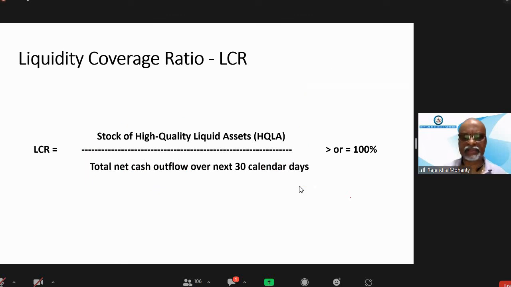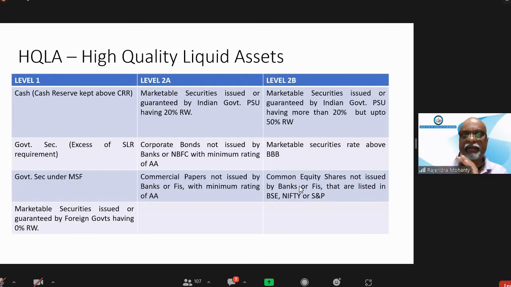So this is about the LCR. Now, what is a high quality liquid asset? These liquid assets are divided into three categories: level 1, level 2A and level 2B. Basically level 1 and level 2, and level 2 is again divided into 2A and 2B. Why this division? Because level 1 is the top quality, so there is no haircut for it. The haircut is 0. If you are maintaining cash of 100, this value is 100 only.